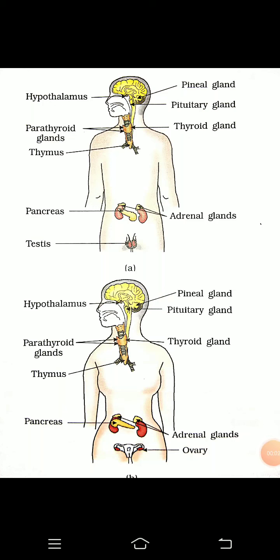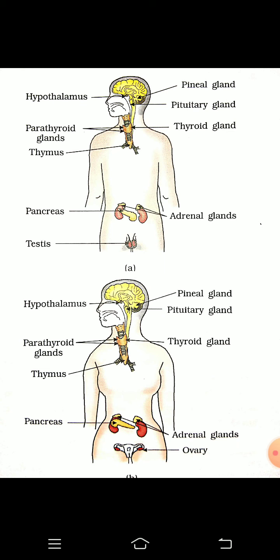The next is thyroid gland. Where is the location of thyroid gland? It is in the neck area and it is below the larynx. What is larynx? Larynx is the voice box. Below larynx, there will be a thyroid gland.